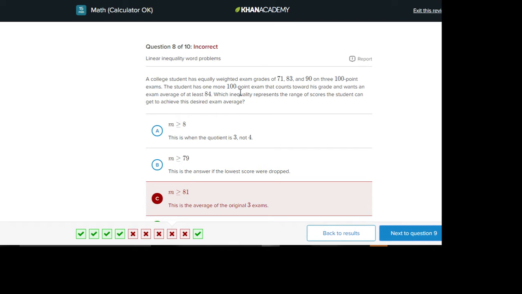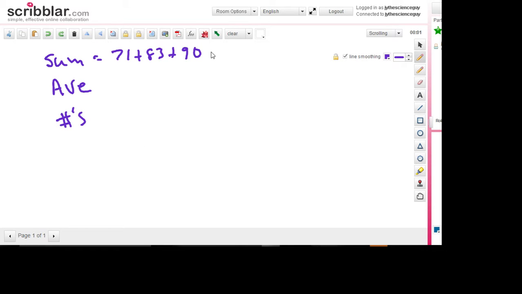The student has one more test to take, and that counts toward his grade, and he wants the average on his exam to be at least an 84. So do I know the actual amount of that last test? No. So I'm going to put an X there because I don't know what that number is. What is the average that I want to get? 84. So I'm going to put that number there. And how many numbers do I have? 4. Okay. See how I set all three of those up?